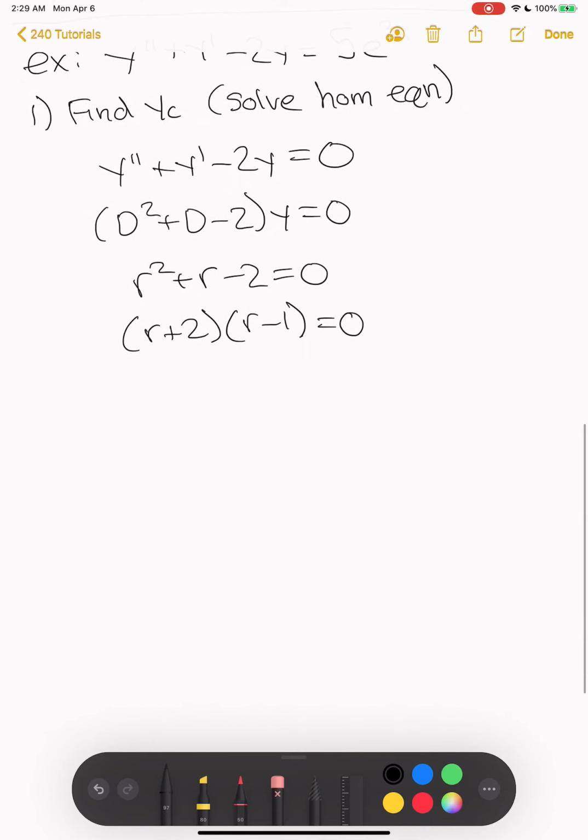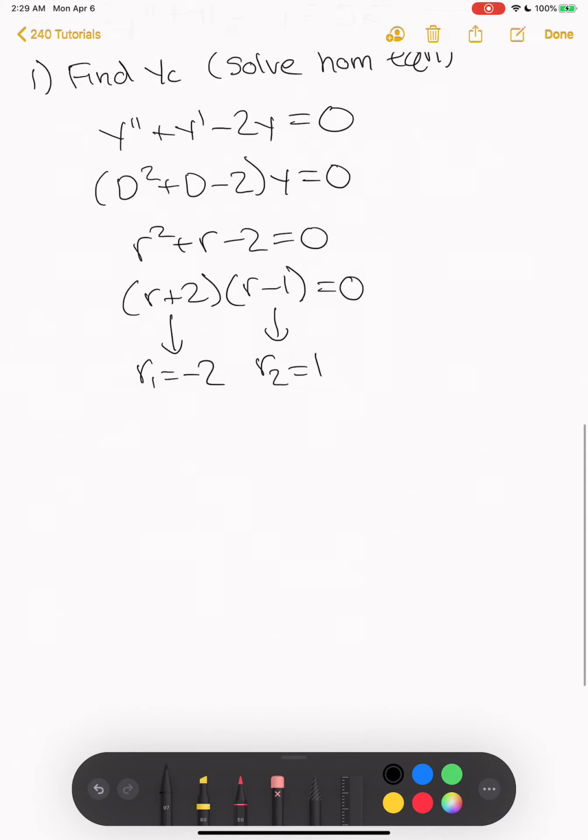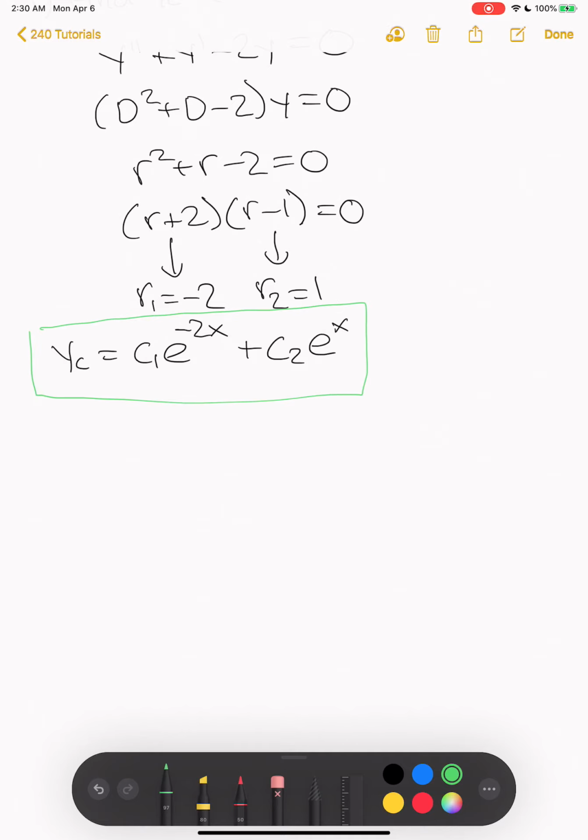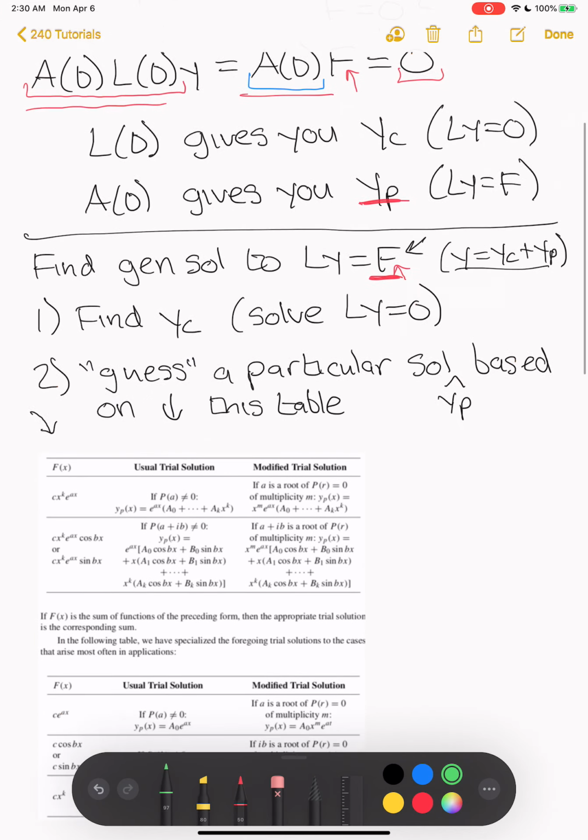So I have my roots here: r1 is equal to negative 2, and r2 is equal to positive 1. We know from the last video that these are distinct real roots, so I stick them in, and my complementary function becomes exponentials raised to those powers of the roots. If this looks foreign to you, then go back and watch the last video first. That will help a lot. But here is our complementary function. So we've done this part.